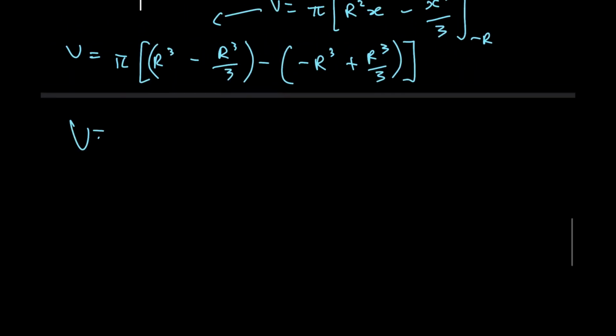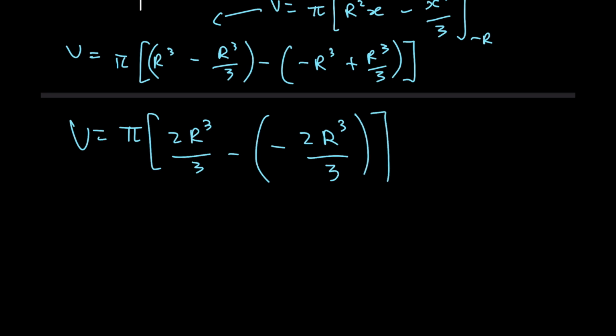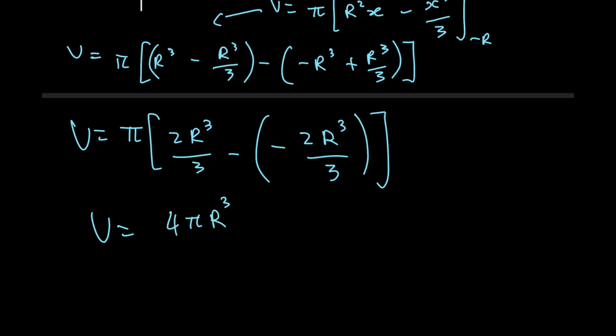And now, simplifying, we get the volume is equal to pi into, now this simplifies to 2r cubed over 3, and what's inside this bracket simplifies to negative 2r cubed over 3. Now, this negative can distribute in, and then we'll be adding 2r cubed over 3 to 2r cubed over 3, and then we'll get the volume is equal to 4 pi r cubed over 3. And that is the general formula for the volume of a sphere.